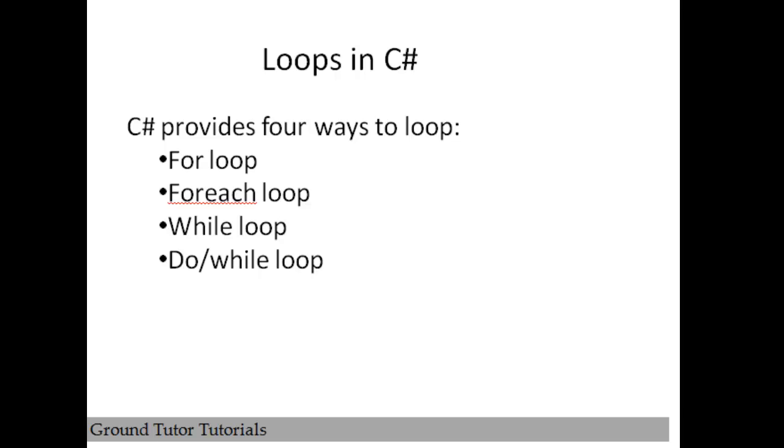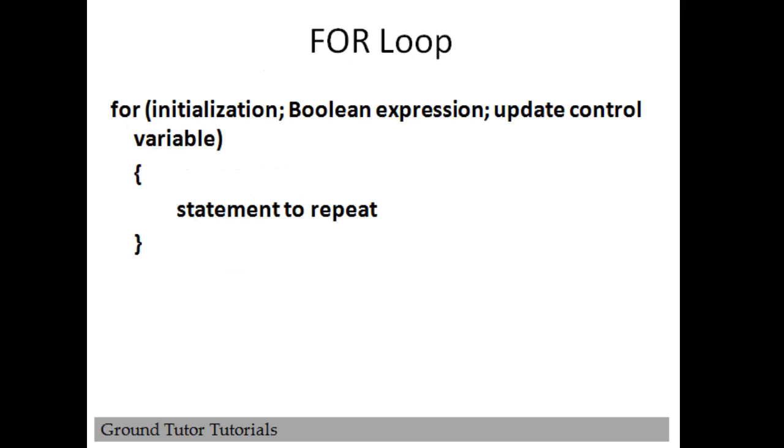Now we will learn about for and foreach loops in this tutorial, and the other two loops, while and do while, we will cover in subsequent tutorials. The for loop is very beneficial when we want to repeat a block of code a fixed number of times. Here we should know how many times we want that block of code to repeat itself and what the terminating condition is. Let us do a practical for better understanding.